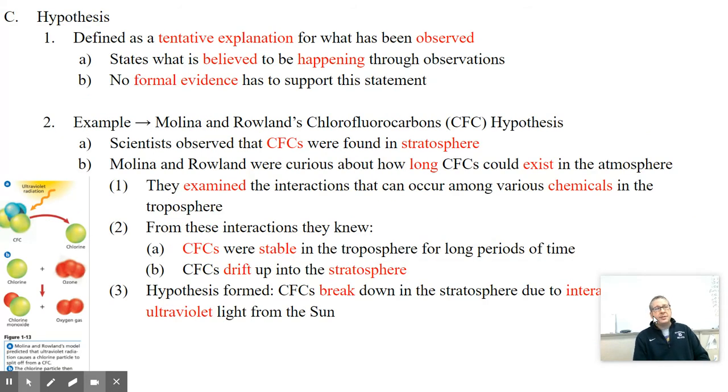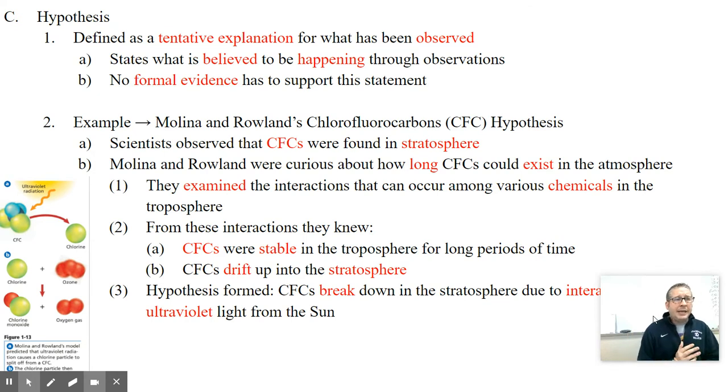Next step is your hypothesis. It's the tentative explanation for what is being observed. So you have your observation, then you make a tentative explanation that can be testable, okay? That's a huge thing: the hypothesis must be testable, all right? In this hypothesis, you state what is believed to be happening through your observations, and there's no formal evidence to support your statement. That's where your next steps come in. That's where your experiment comes into play, okay? You have an experiment to see if your hypothesis has any strength to it.